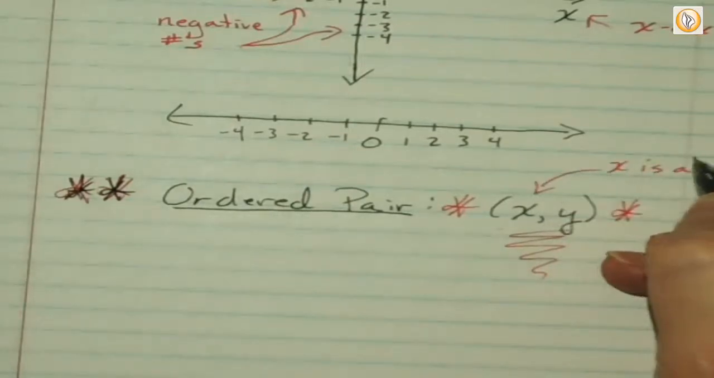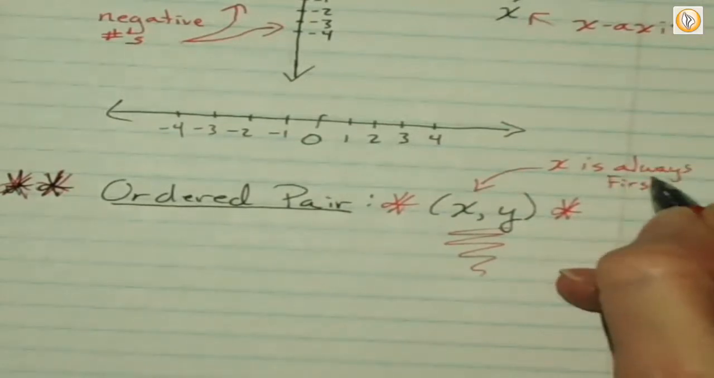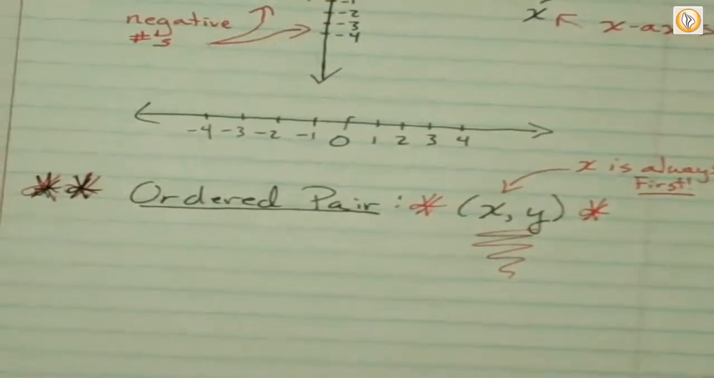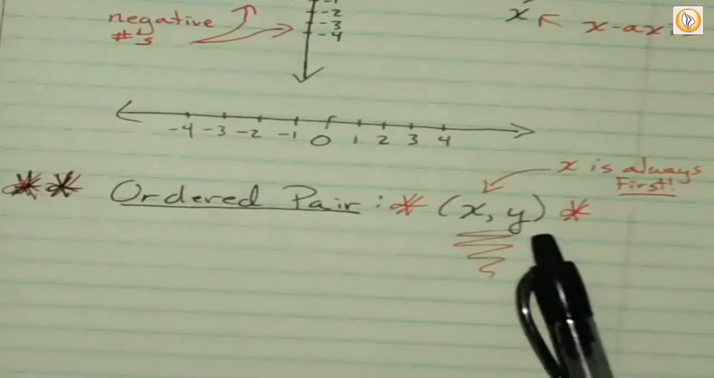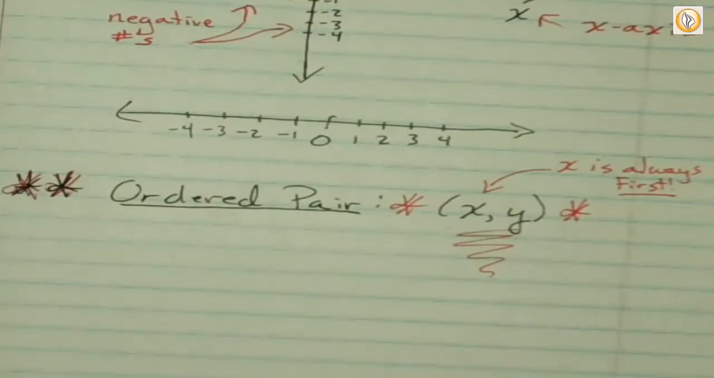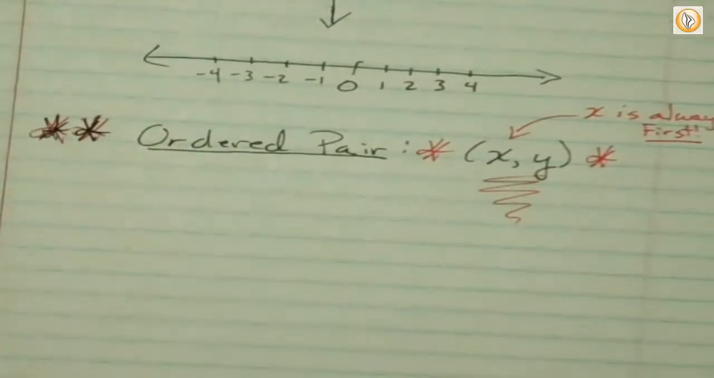X is always first. So it's like alphabetical order? It is. And Taylor, if you can keep yourself calm, if you notice in Minecraft, they have 3 letters, X, Y, and Z. We're not going to discuss what the Z is for because that's going to confuse people. But if you notice, the Z comes after the Y because it's in alphabetical order. X comes first, always.